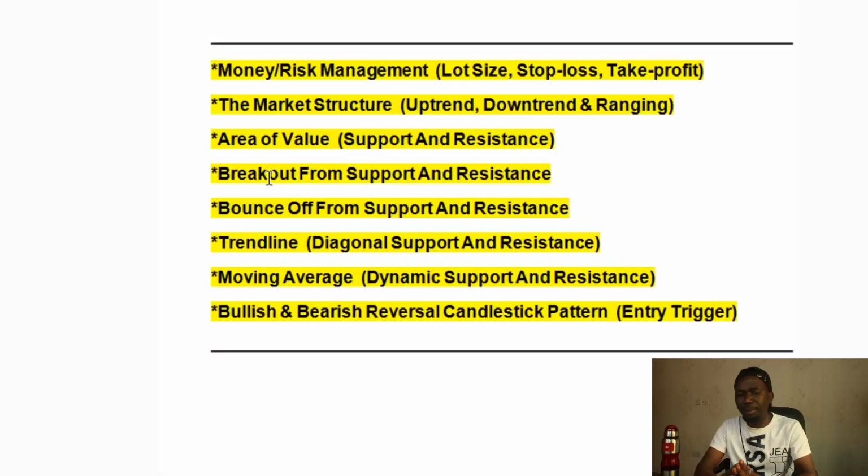Then we talked about the breakout from support and resistance. So when the market is in a range and you have drawn your horizontal lines at the top and the bottom, each time price breaks above the resistance level, it means that the trend has changed direction, right? So you are meant to trade in the direction of the trend, right?